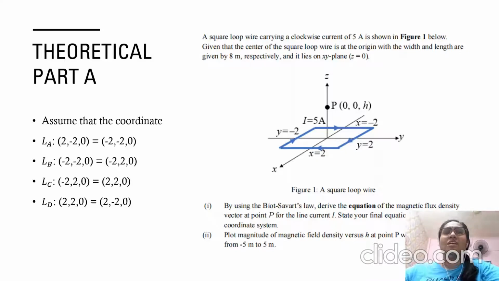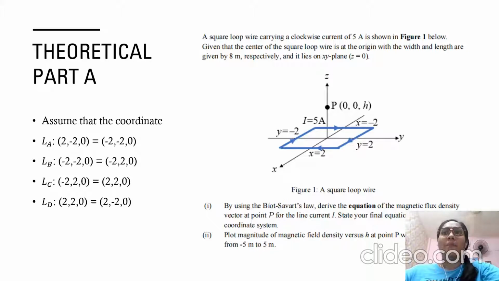First and foremost, there are two parts. First is the theoretical part, and the second one is regarding the MATLAB coding and the results. So, the first question is about a square loop wire carrying a clockwise current of 5 ampere, as shown in Figure 1 below. Given that the center of the square loop wire is at the origin, with the width and length given by 8 meters respectively, and it lies on the xy plane, which is z equals to 0, as you know.